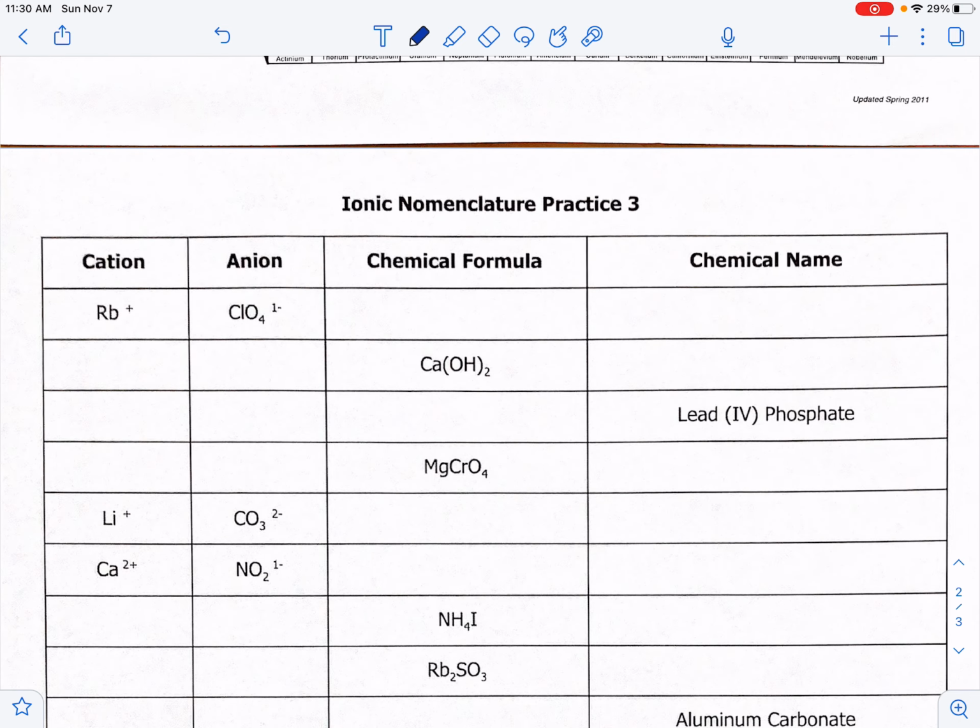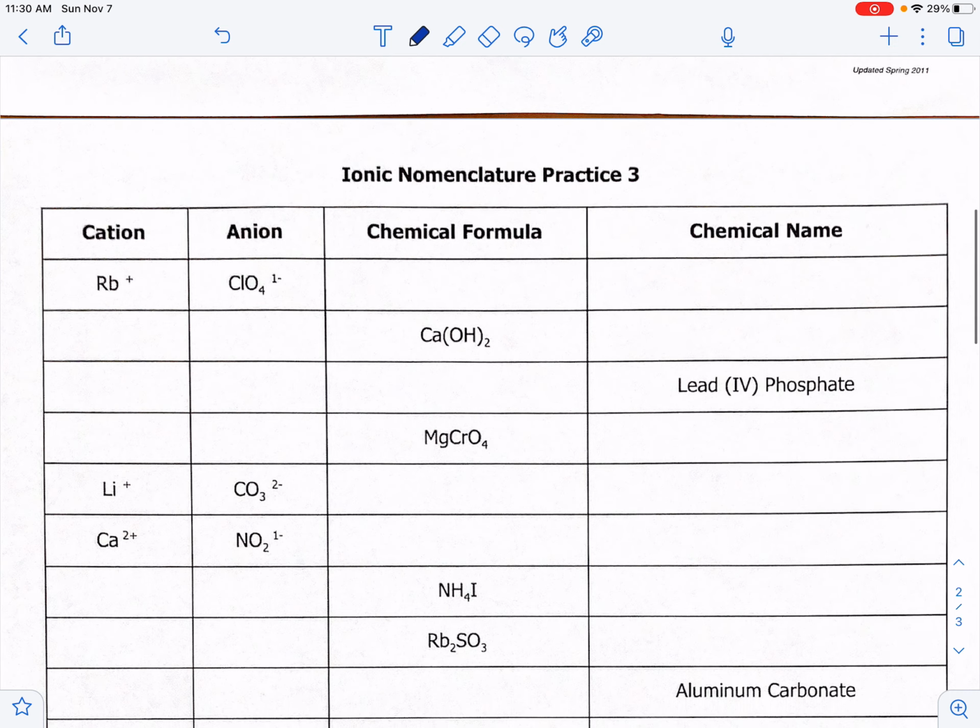So we're going to do the same thing as we've been doing. We're going to be doing the pieces, the cation and the anion, the formula once you bring those together, and then the chemical name. Okay, so again, you need your polyatomic list handy. So if you need to get that, go ahead and do so. I do not have one on this video, so I'm just going to refer to it.